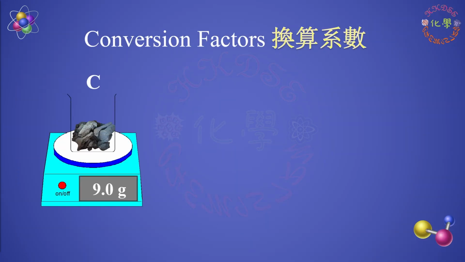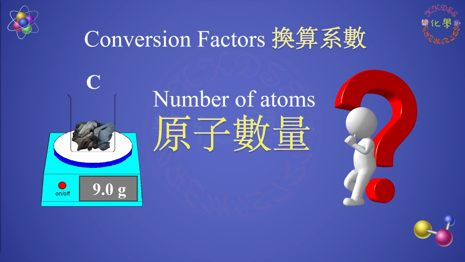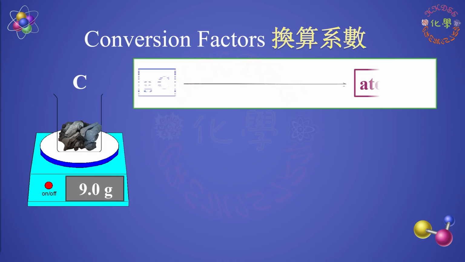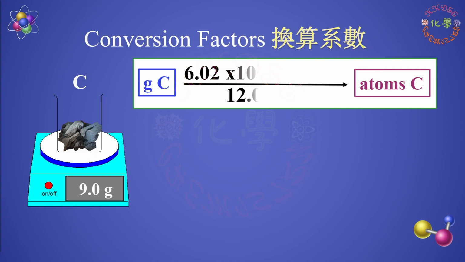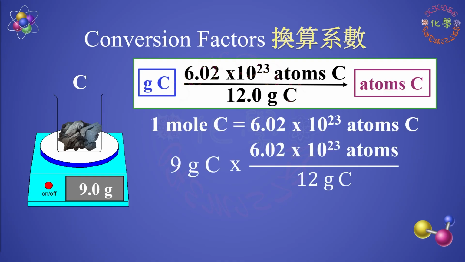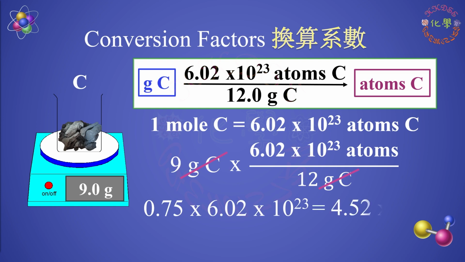Example 3. How many atoms are present in 9 grams of carbon? Steps for problem solving: identify the given information, and what the problem is asking you to find. Given 9 grams of carbon, find the number of atoms of carbon. List known relationship: 1 mole of carbon contains 6.02 times 10 to the power 23 carbon atoms. Prepare a concept map, use the proper conversion factor, and calculate the answer. The answer is rounded to 3 significant figures, since the fewest significant figures in the calculation is 3, and is equal to 4.52 times 10 to the power 23 carbon atoms.